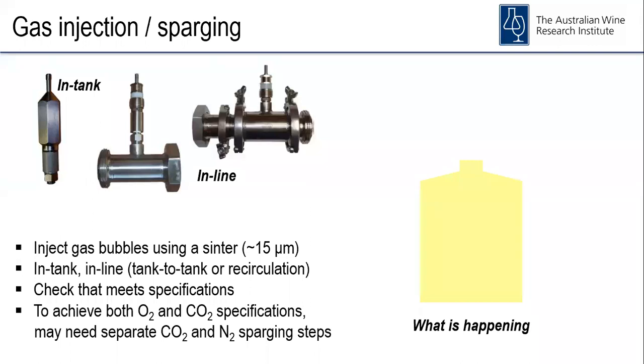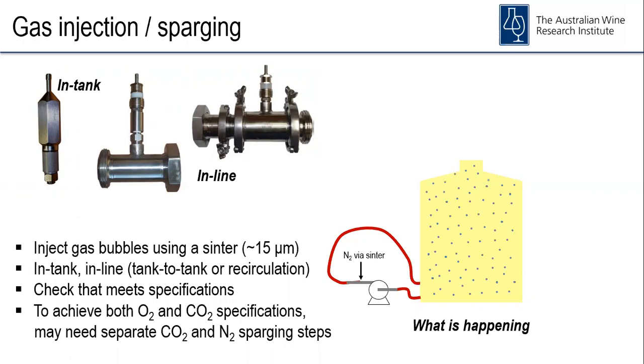I've got a drawing here to illustrate the process. Let's say we want to reduce the oxygen and carbon dioxide level in the wine, and we circulate on that tank and inject nitrogen through an inline sinter. The nitrogen bubbles go in and are mixed around in the wine, initially in the hose after injection, and then in the tank. Now let's just zoom in on one of these nitrogen bubbles, and it could be in the line before it gets back into the tank or in the tank.